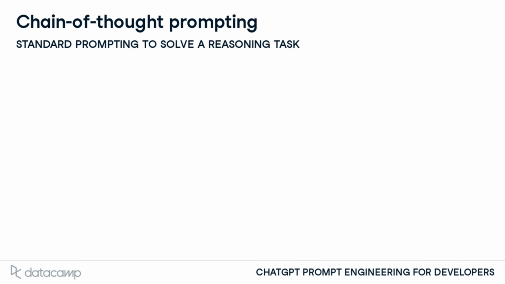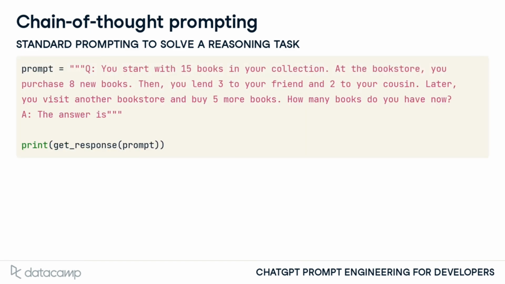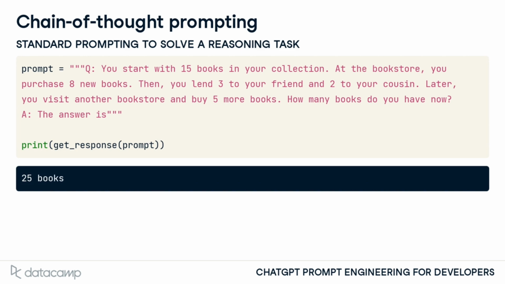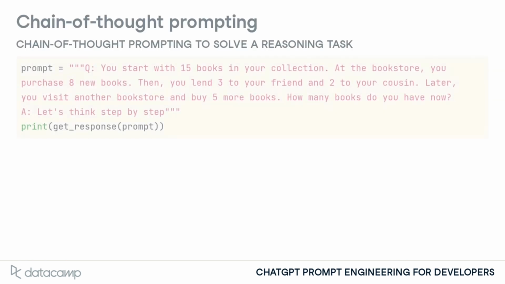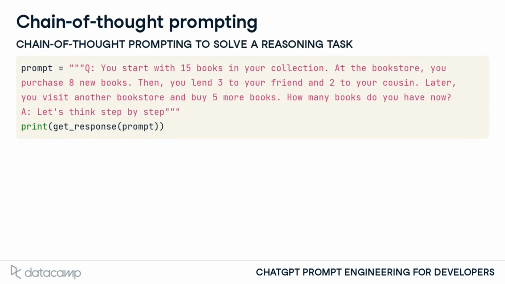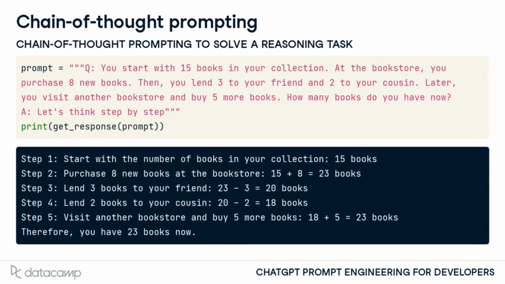Suppose we want to determine how many books a person has given their existing count and their lending and purchasing decisions. A standard prompt gives us a number but doesn't explain the reasoning. We can't verify its correctness without seeing the steps taken. To address this, use a chain of thought prompt asking the model for a step-by-step explanation. The model solves the problem as a series of 5 steps, providing the correct answer.